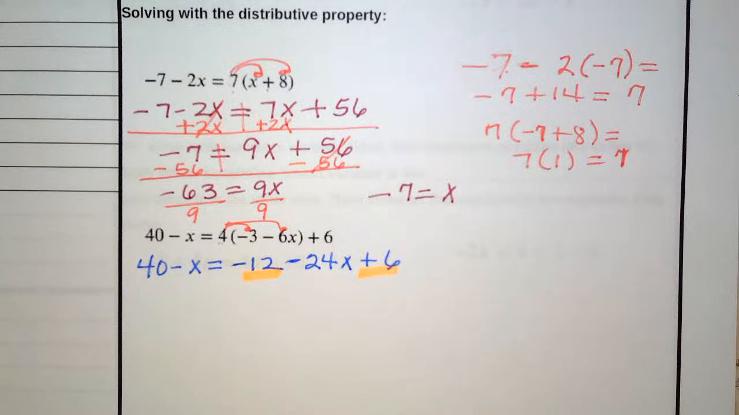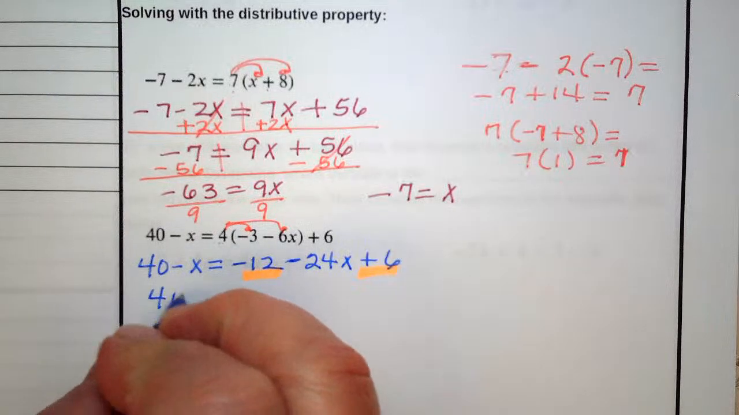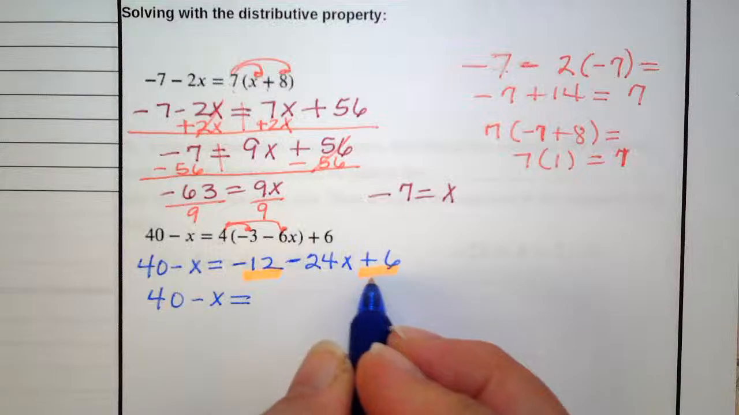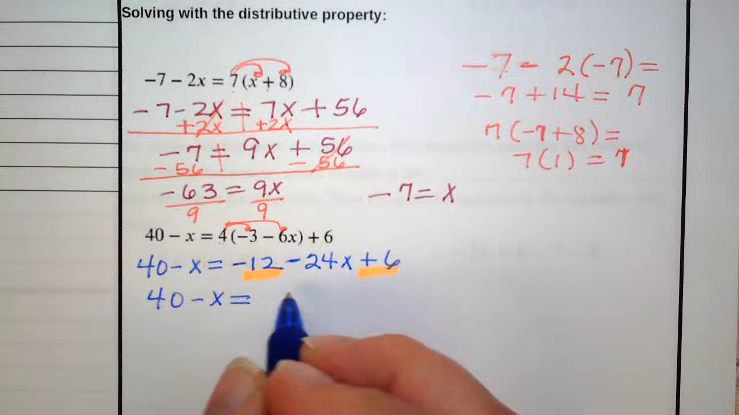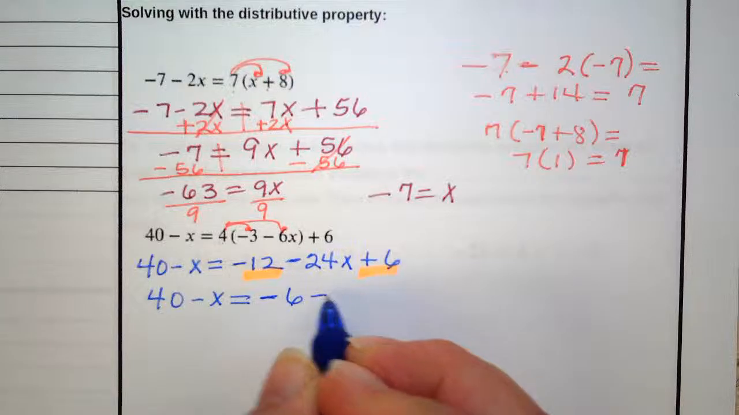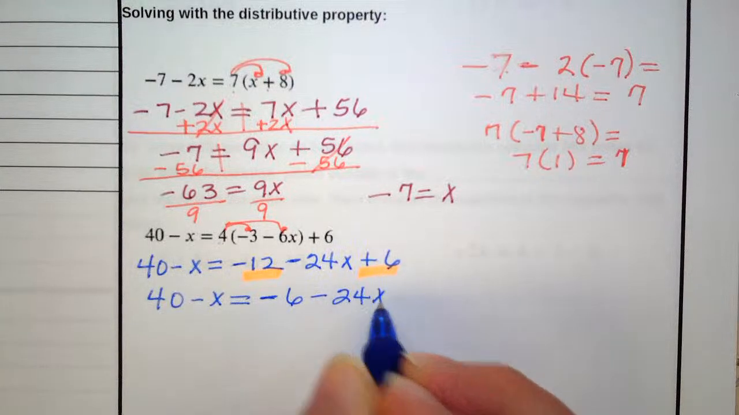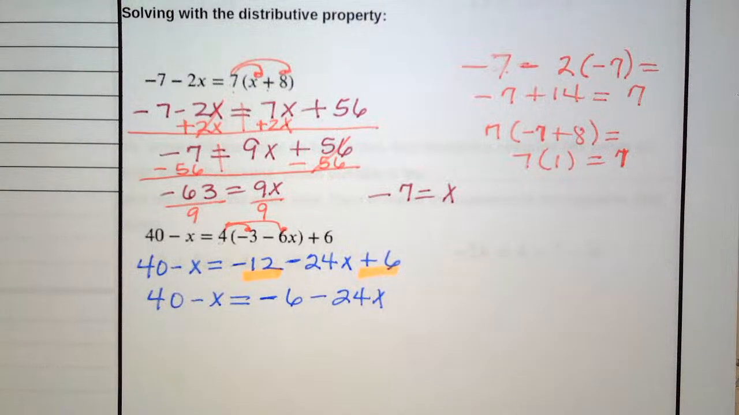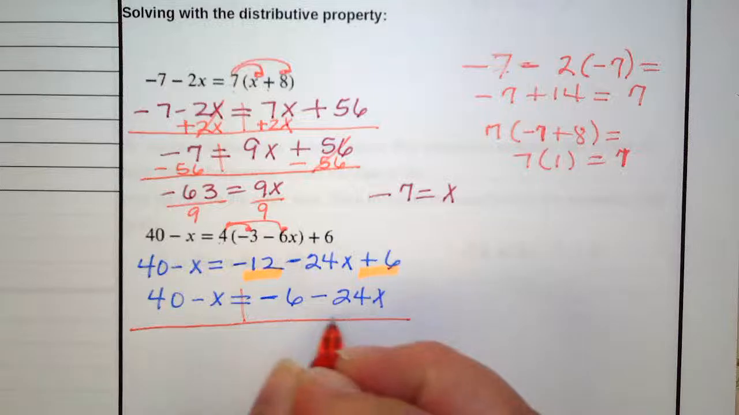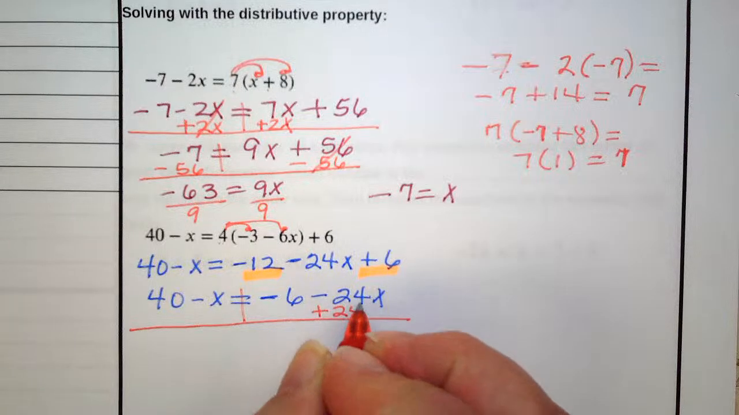So as I look at this, 40 minus x does not change. Is equal to negative 12 plus 6. Find their difference. It's 6. Keep this negative sign. Negative 6 minus 24x. Which one is smaller? Negative 1x or negative 24x? I'd say negative 24x. So I'll add 24x to both sides.